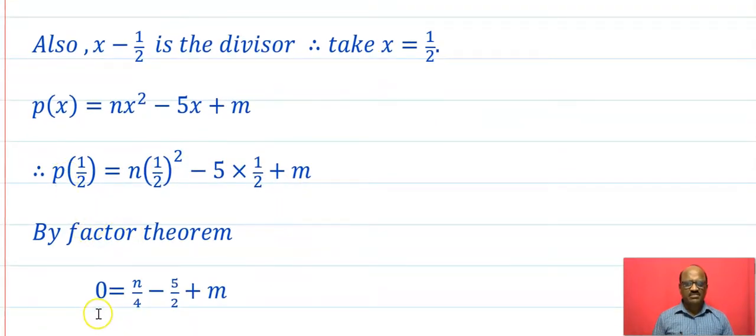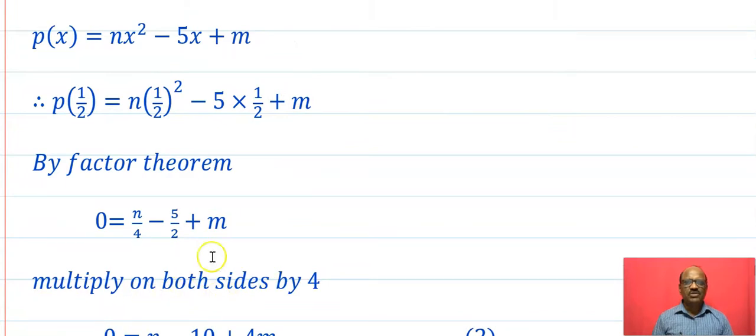Again by factor theorem, its value is 0. Therefore, n into 1 upon 2 means 1 upon 4. n into 1 upon 4 means n by 4 minus 5 into 1 upon 2. The product of this is minus 5 by 2 plus m. Now solve this. The LCM will be 4.